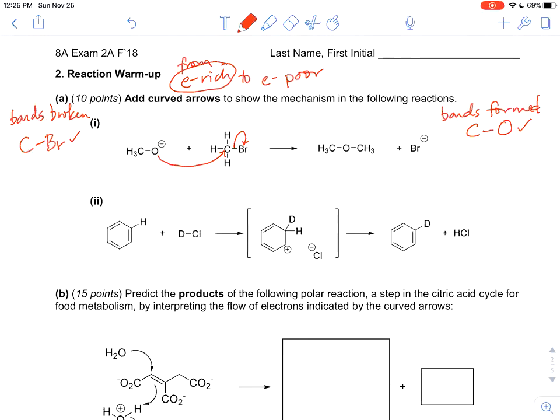This, by the way, is called an SN2 reaction. You're going to learn about this relatively soon in Chapter 11. These are problems that I took directly from, I believe it was the Chapter 6 homework set.